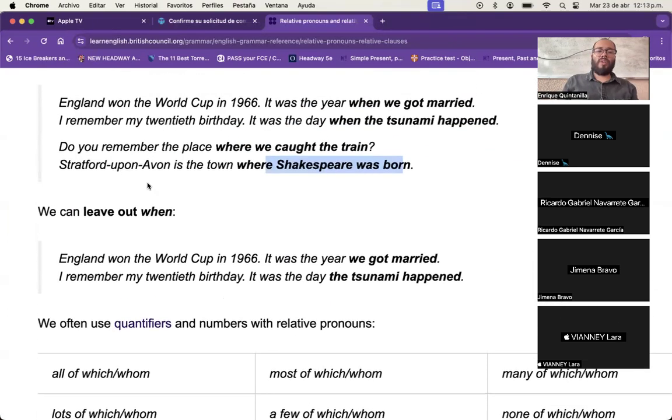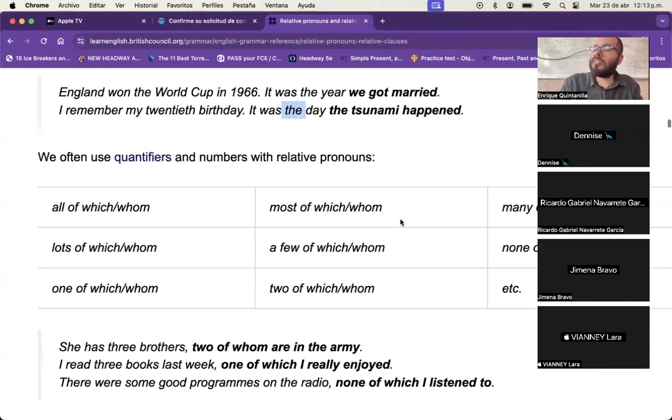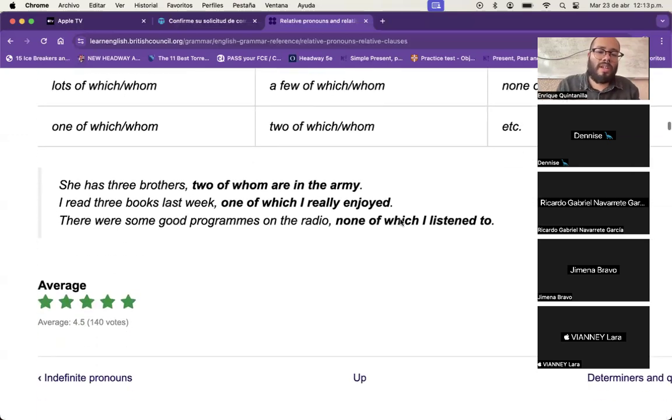Sometimes we can leave out when or where. England won the World Cup in 1966. It was the year we got married. I remember the 20th birthday, that it was the day the tsunami happened. Yeah, sometimes you can omit.